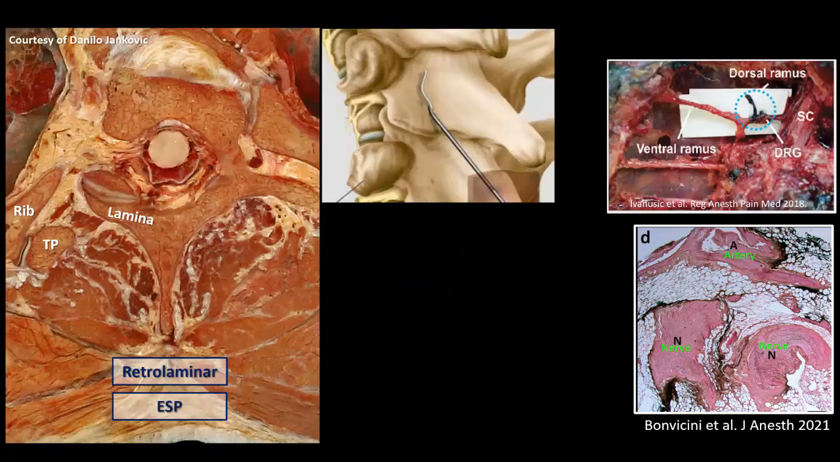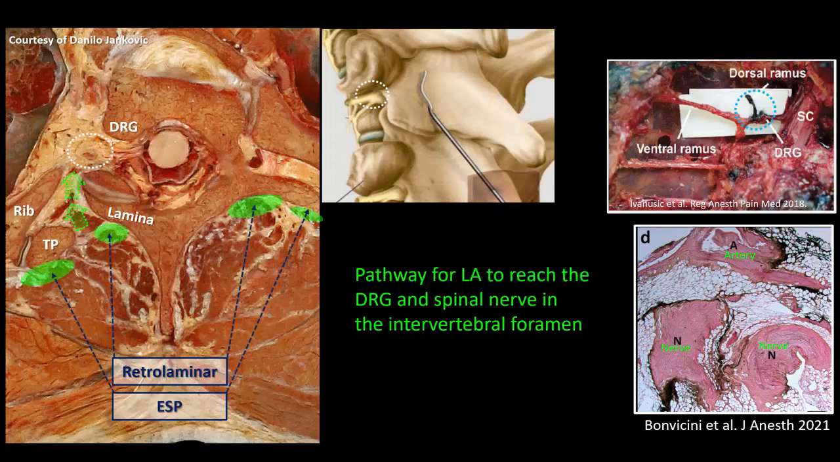Finally, this cadaveric cross-section at the mid-thoracic level further illustrates the lack of impenetrable barriers to fluid spread in either a retrolaminar or ESP block. We see the edge of the lamina here and the tip of the transverse process. We also see the dorsal root ganglion sitting in the intervertebral foramen. A fat-filled pathway connects the paraspinal planes of injection and the compartment of the paravertebral space and the intervertebral foramina. In addition, the dorsal rami and accompanying vessels that perforate the intertransverse tissues provide an additional pathway for spread, as I've already described.